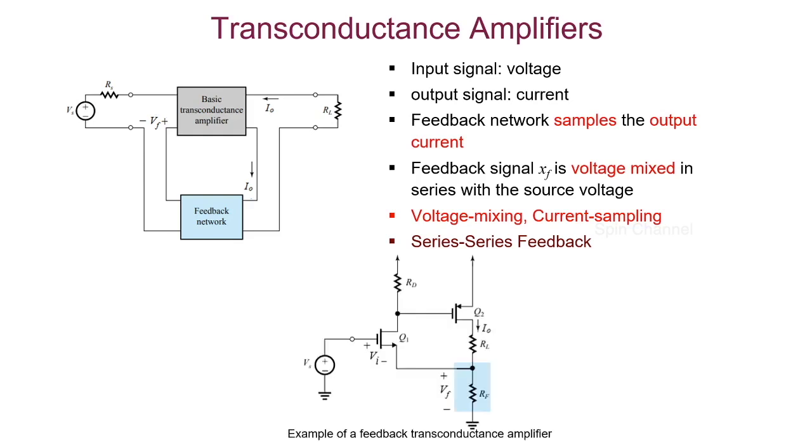As an example of a transconductance amplifier, you can see a two-stage amplifier here, where the output current I0 is sampled here using a feedback network RF, which is a resistive network. The drop across this resistor RF is fed to the source terminal of the MOSFET Q1. So Vi can be written as Vs minus Vf. In a way, this is a negative feedback.